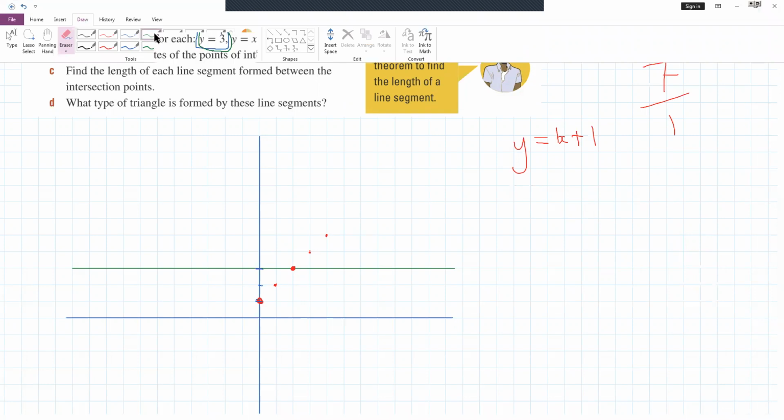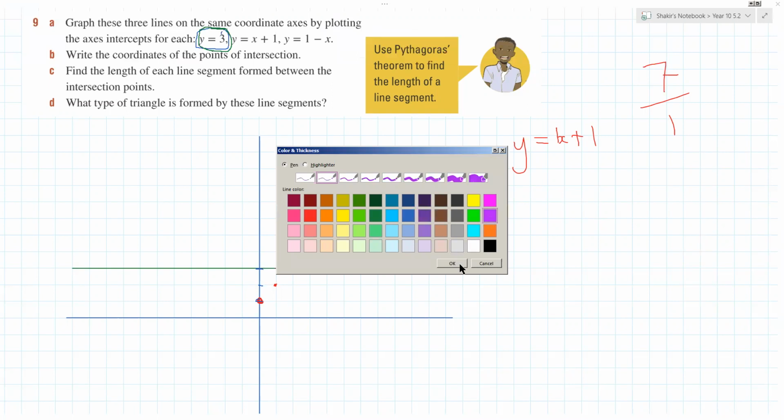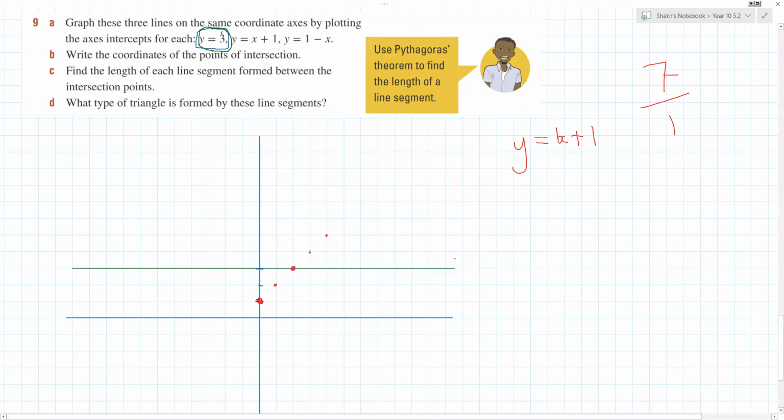I wonder if I can change the color of the pen. Color and thickness. Might make it purple. Why not? Love purple. Purple's a great color. So now I'm going to do y equals 1 minus x. All right, so 1 minus x, what I might do is rearrange and write the letter first. So y is equal to negative x plus 1. That is a positive 1. It's a negative x, positive 1.